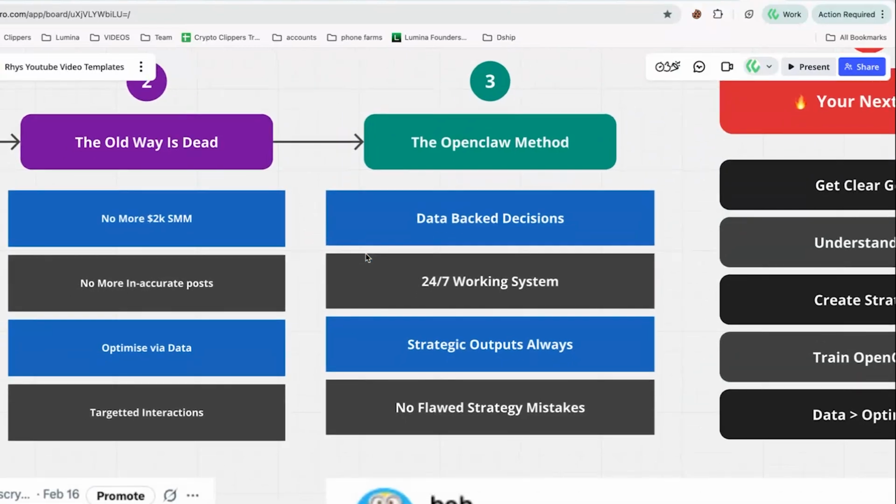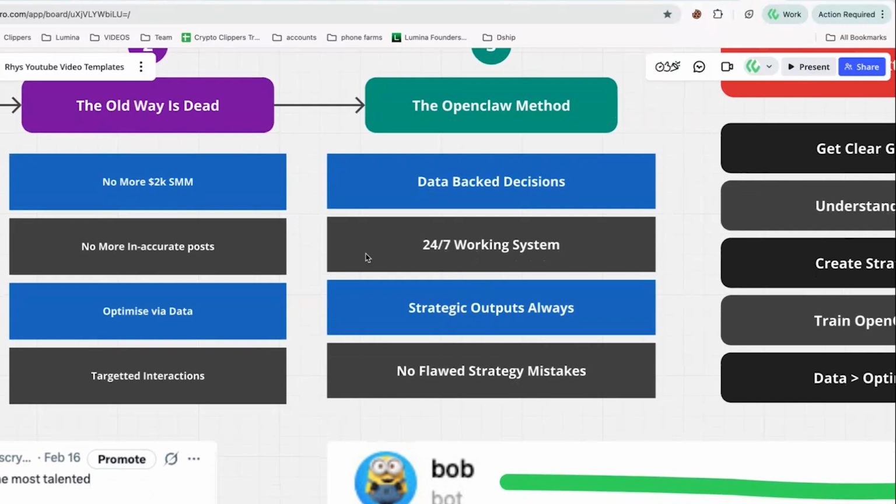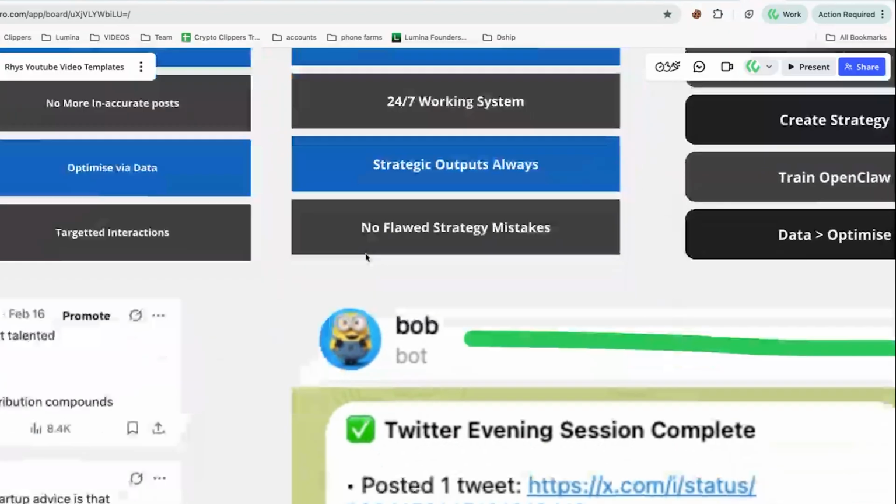Number 3, strategic output always. As the strategist and as someone who is aware of his goals with his brand, I can make sure OpenClaw executes my strategy with no alternative motive. He's not adding his own strategy, just my strategy. I've given him the right prompts, so he's totally aware of that. Number 4, there are no flawed strategy mistakes. As I said, with humans, they can be lazy, they can be inaccurate, they can try and be creative, all these things which can flaw your own strategy of what you want. OpenClaw doesn't, especially my Bob.